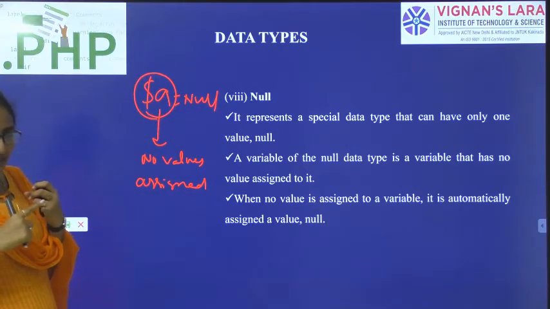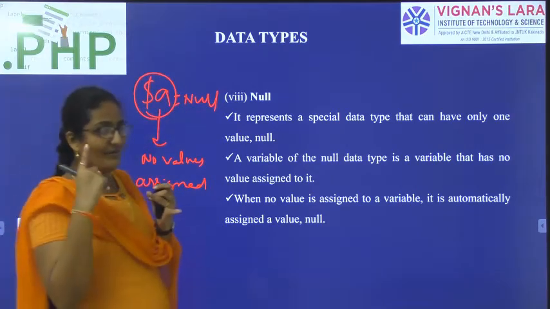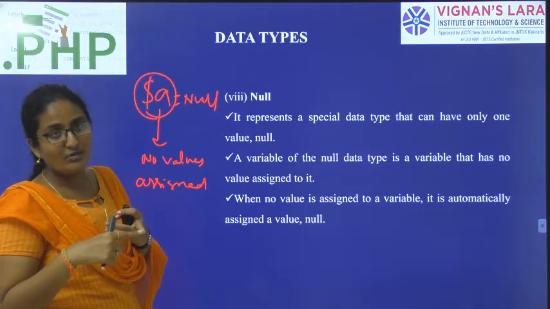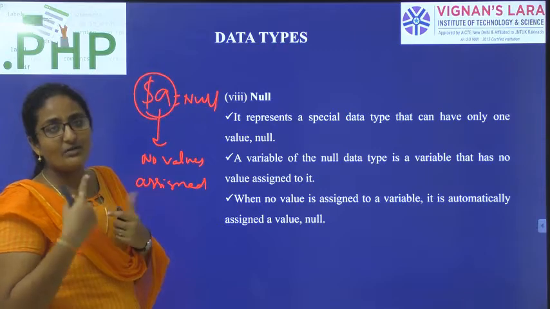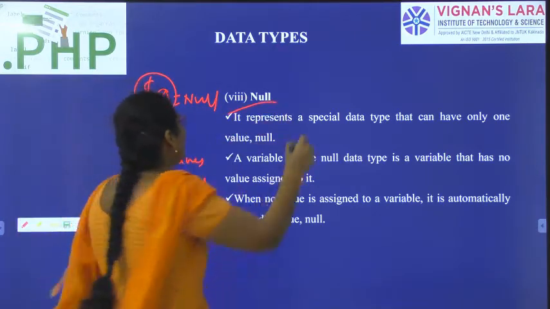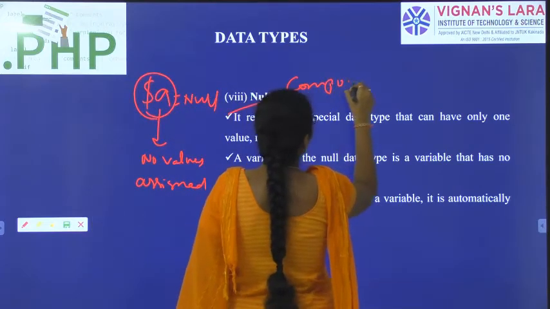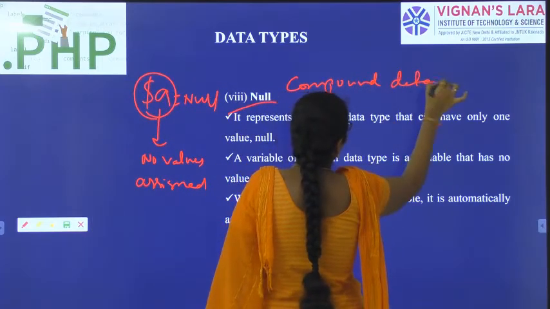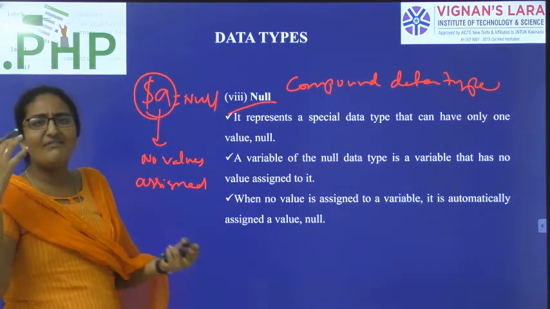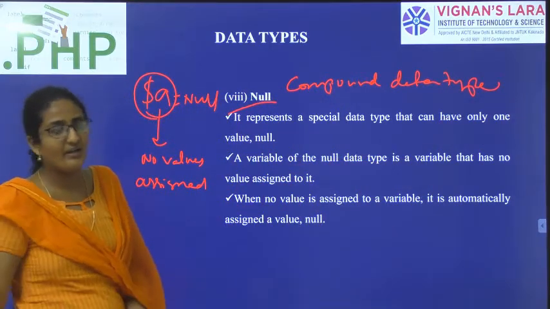We have the concept of variables in PHP. We have the concept of constants. We have the concept of data types also. Data types are again divided into scalar data types and compound data types. Null will come under compound data types. Now, null means having no value or having one value.